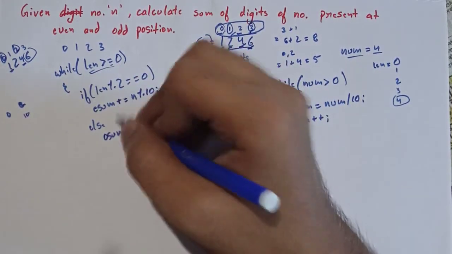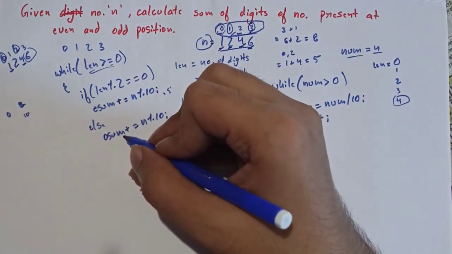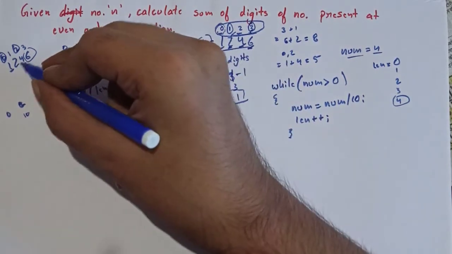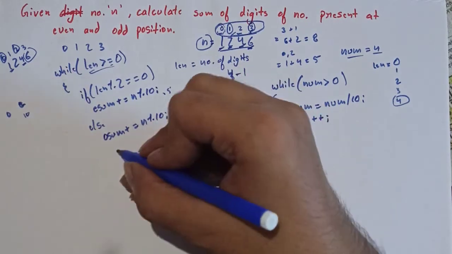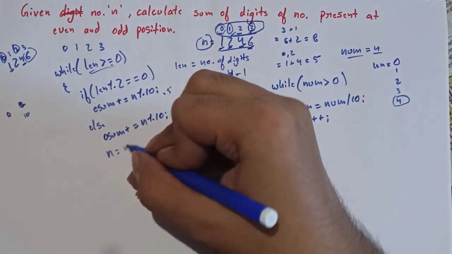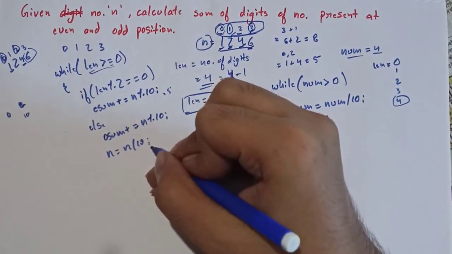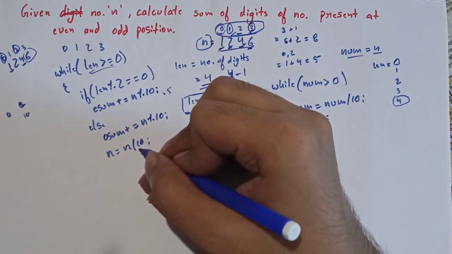This is the condition. Now we need to extract each digit from this number one by one, and we need to end this loop as well. So what we do, we reduce our number. n is equal to n by 10. It extracts one digit and removes it.